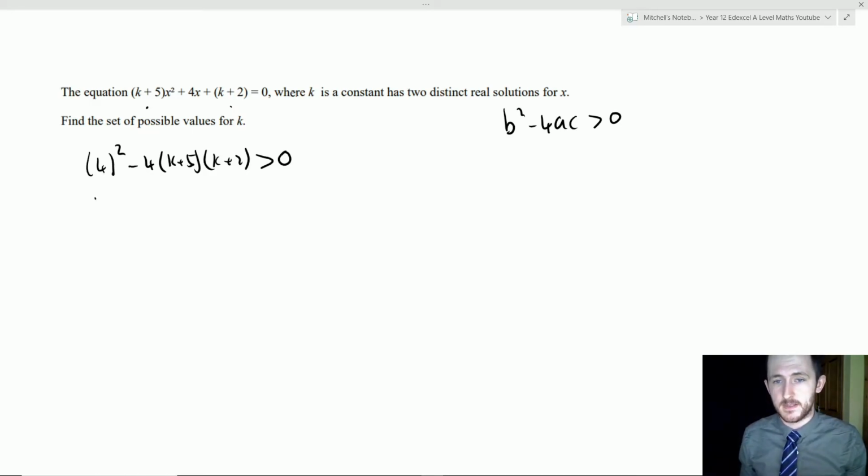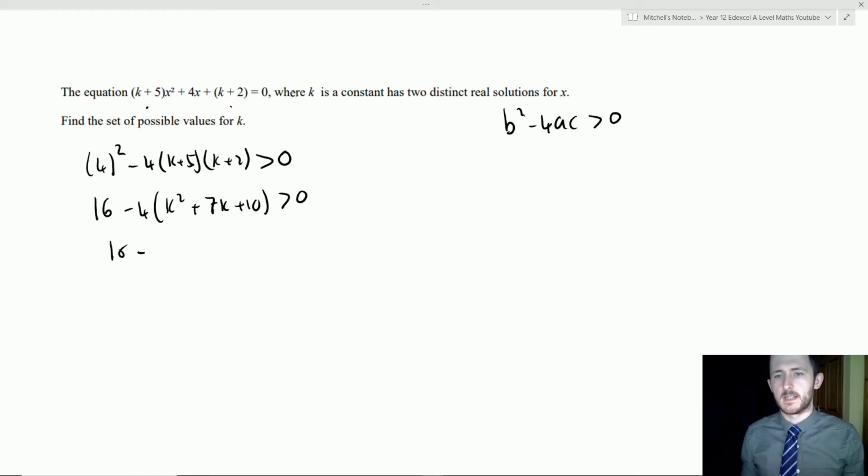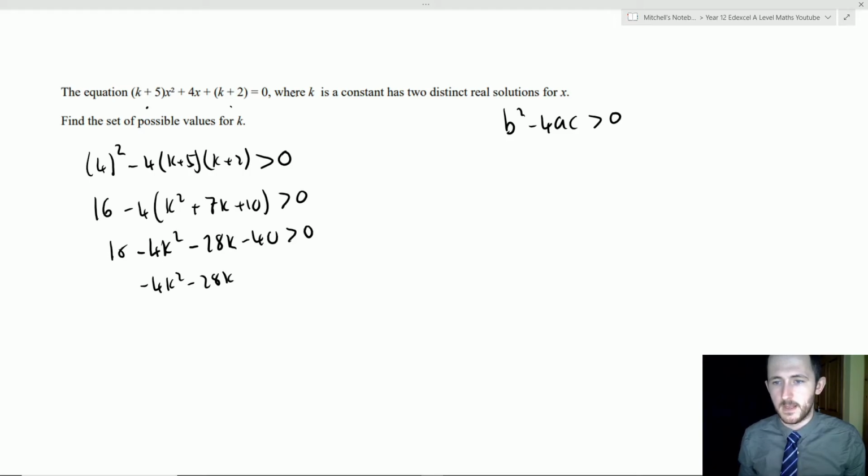So let's get down to business. 4 squared is 16. Now I'm going to leave minus 4 on the outside. k squared plus 5k plus 2k, so 7k plus 10, greater than 0. Now we can times it all by minus 4. Some students do this all in one step and they mistake the signs. 7 times 4 is 28, minus 40. Now we can simplify this: minus 4k squared minus 28k. 16 minus 40 would be minus 24. It's greater than 0.